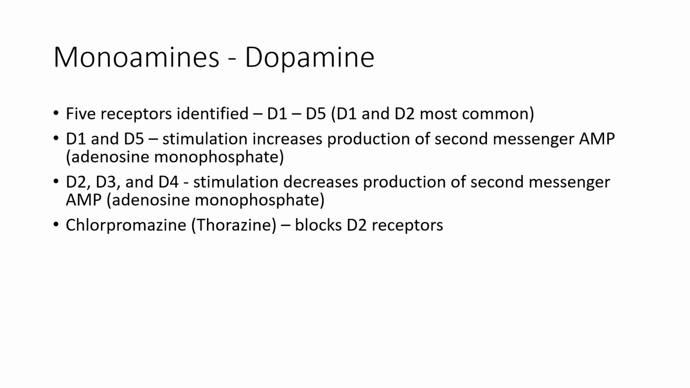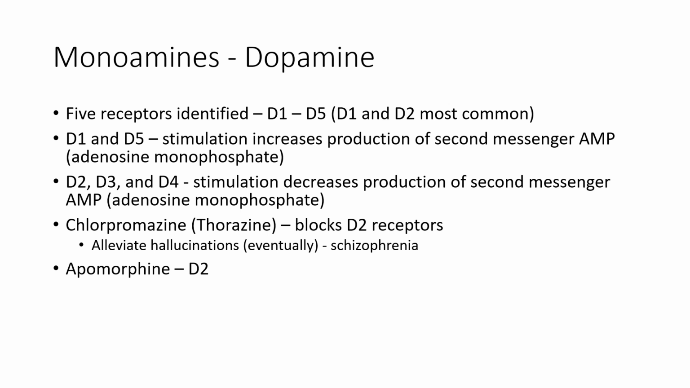Now, some drugs that interact with these receptors. First of all, Thorazine, which is the brand name of chlorpromazine. This blocks D2 receptors. So this is given commonly to schizophrenia patients. This is used to try to alleviate hallucinations.